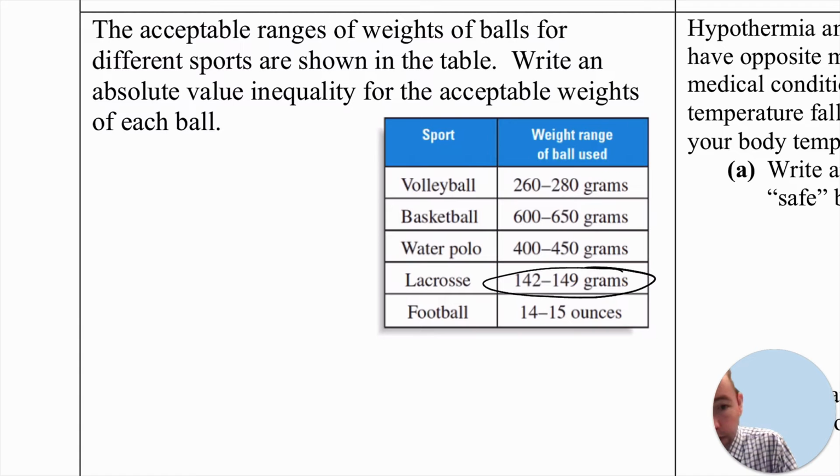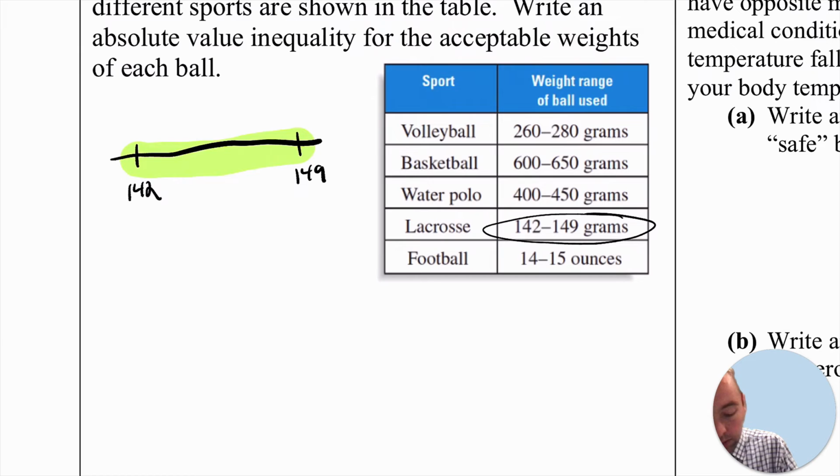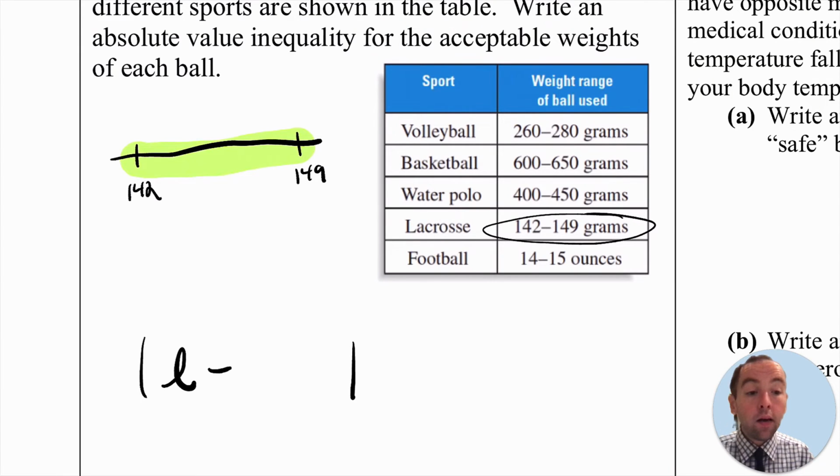So a lacrosse ball can be acceptable if it is as low as 142 but as high as 149. So these are the ranges. If I wanted to write this as an absolute value inequality, let's use L for lacrosse ball. I want L minus the middle of the acceptable ranges, which we don't know. So we're going to have to find what that is.